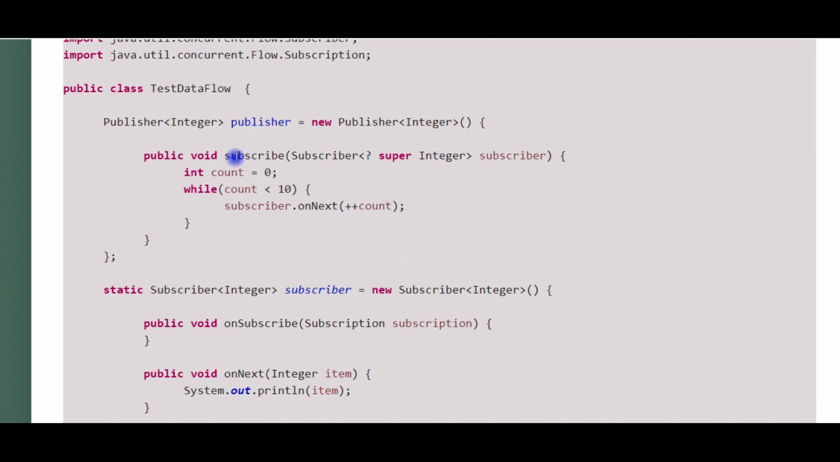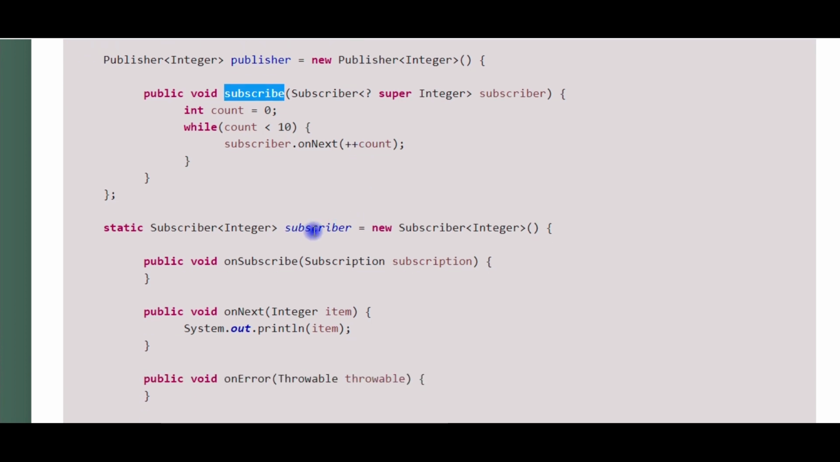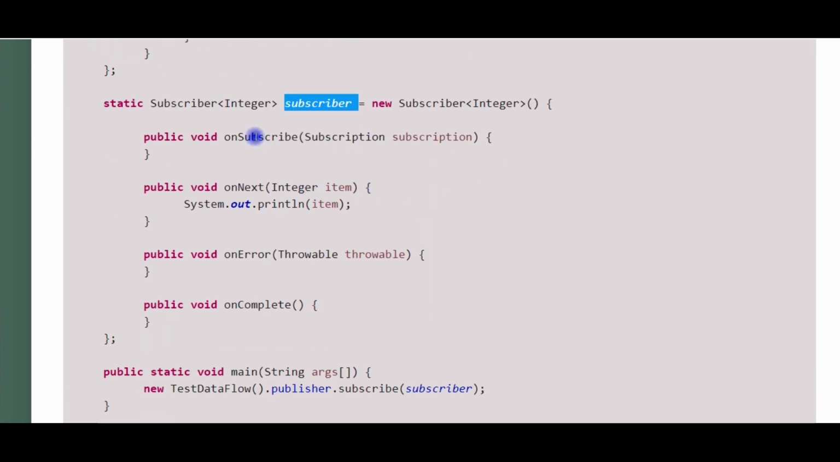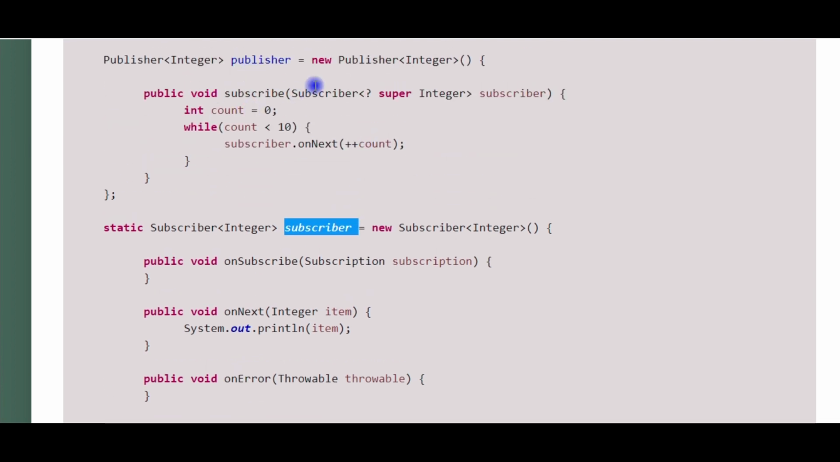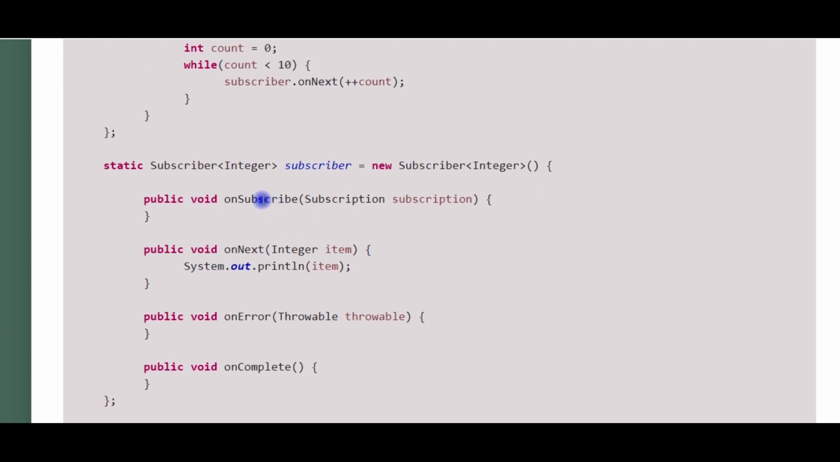Publisher has an abstract method, which is subscribe, and it takes a parameter, subscriber. The subscriber has four abstract methods: onSubscribe, onNext, onError, and onComplete. In the publisher, subscribe is used when we are subscribing a subscriber; we simply pass the subscriber as a parameter in the subscribe method. In the subscriber, the onSubscribe method is called at initialization, the first time the subscriber gets subscribed.